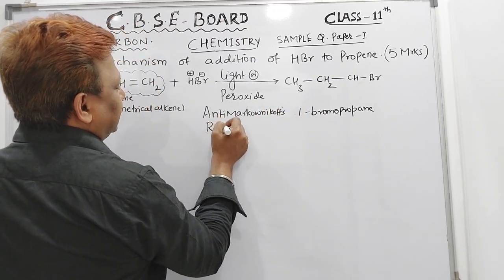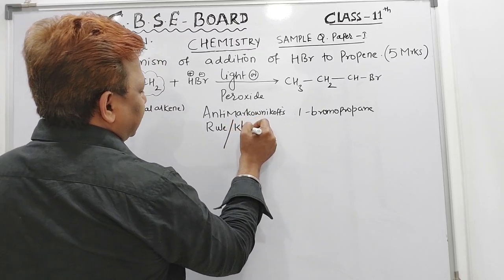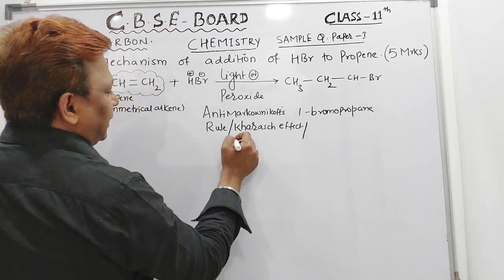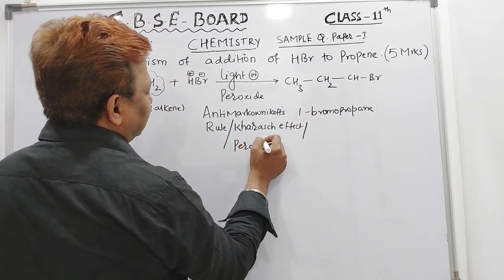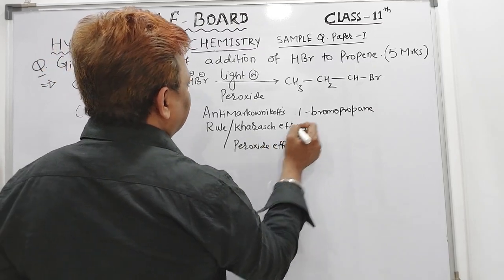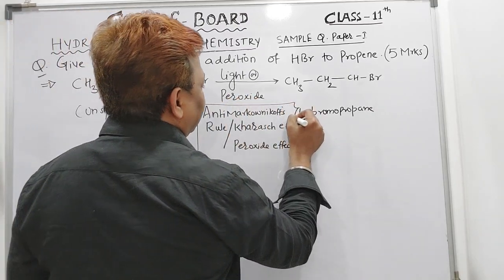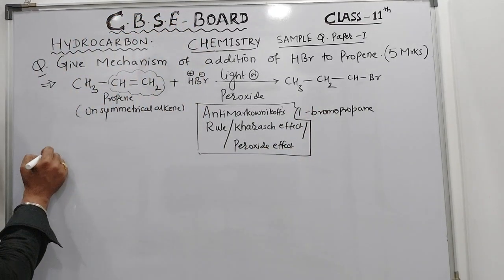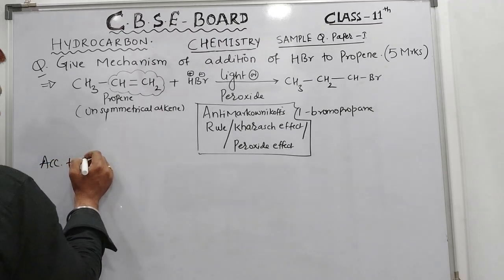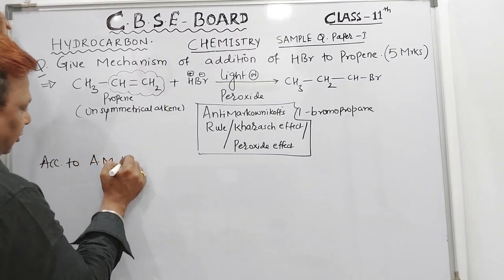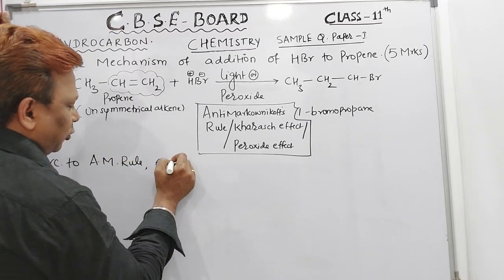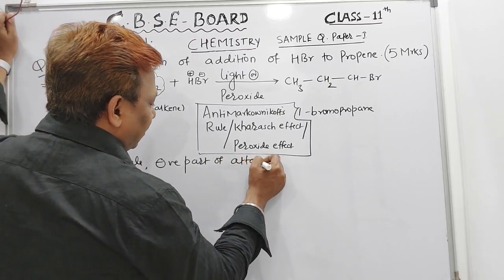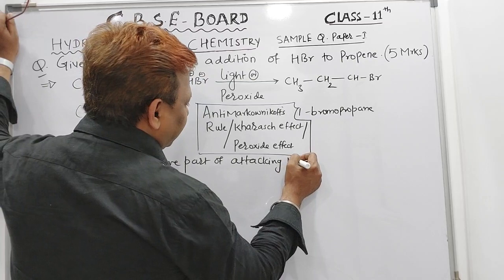This rule is called the Anti-Markownikoff rule, which is also called the Kharasch effect. It is also called the peroxide effect. So what is the Anti-Markownikoff rule, what is the Kharasch effect and what is the peroxide effect? According to the Anti-Markownikoff rule, see here, the negative part of the attacking reagent, but what is the negative part here? That is Br minus.